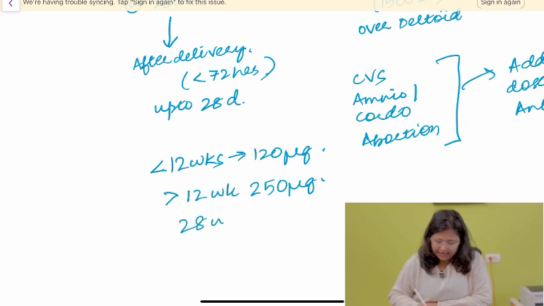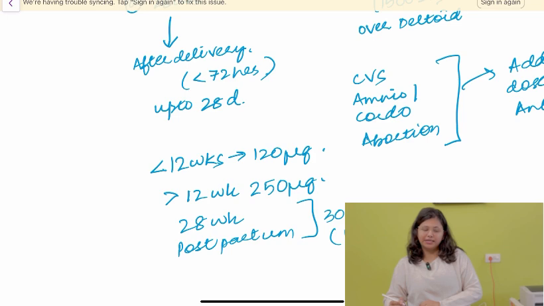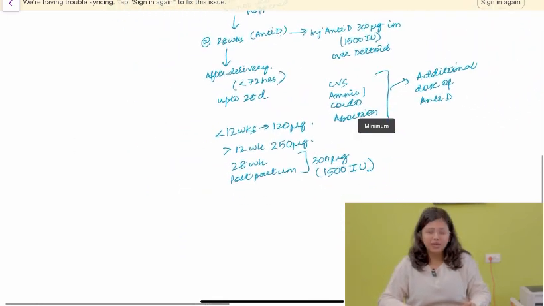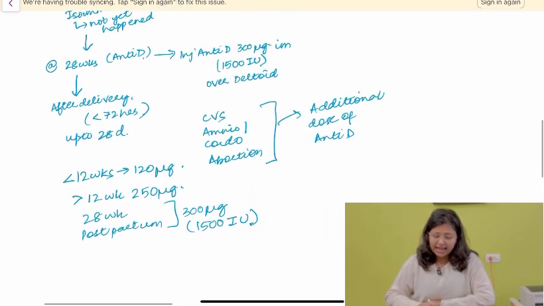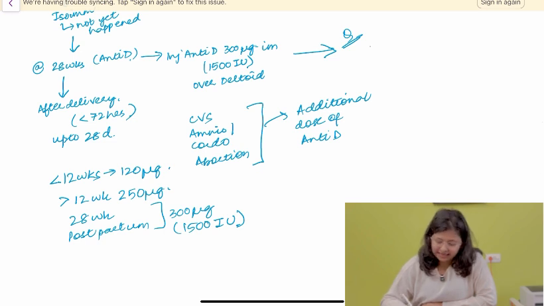At 28 weeks and postpartum, we give 300 microgram, which again I will repeat corresponds to 1500 international units. So this is what we do. Another question that is asked: how long is this anti-D effective? It is effective for 12 weeks.